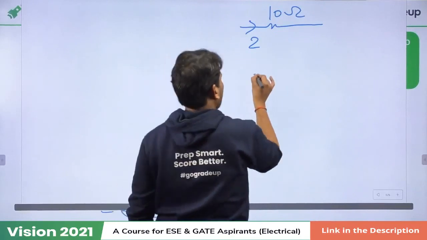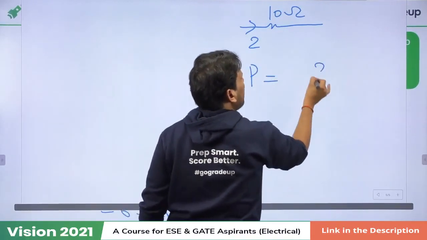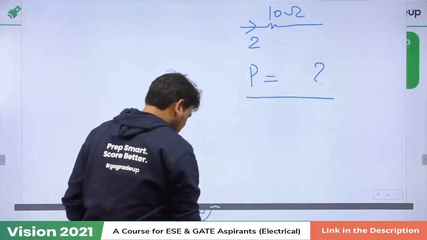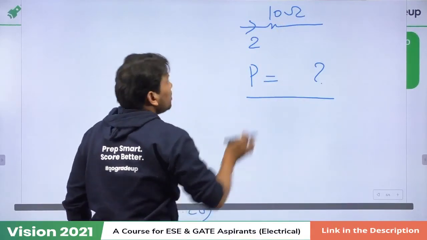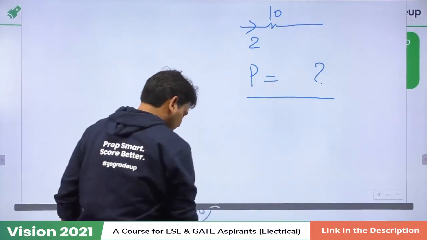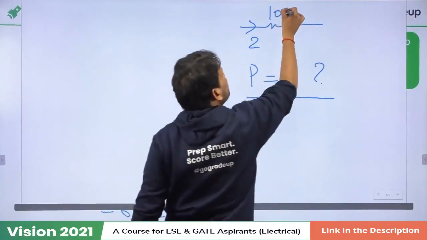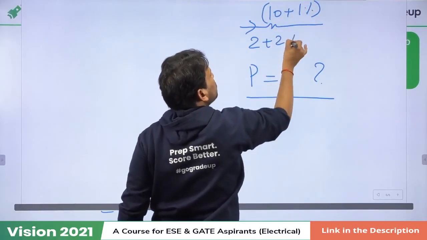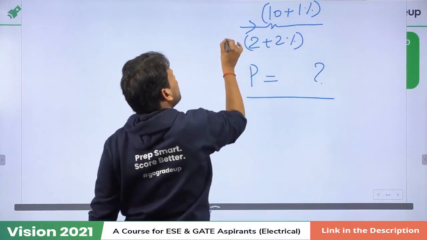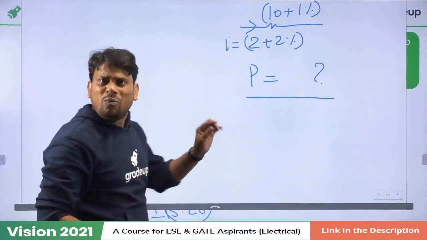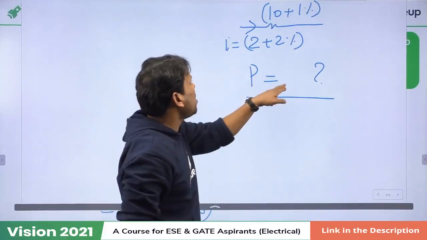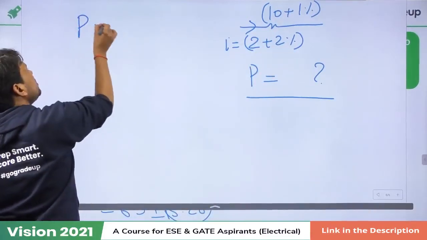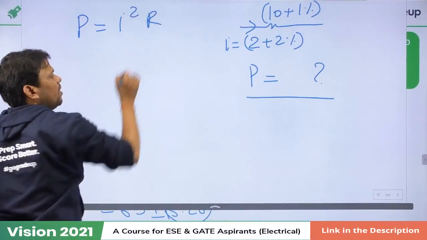So suppose, dear friend, we want to calculate power dissipated by resistance. Now we are going to change the values of resistance and current. Let us assume that the errors in resistance and current are 1% and 2%. Okay, so this is the value of I. Now we know, dear friend, what is power? Power is nothing but I square into R. So power is equal to I square into R.